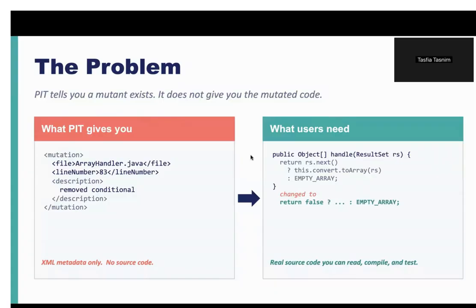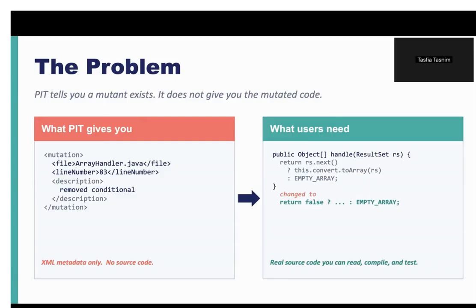PIT is one of the most popular mutation testing tools for Java. It is fast because it works on bytecode, not on source code. But that is also the catch. PIT tells you that a mutant exists in which file and on which line, but it does not give you back the changed Java code.